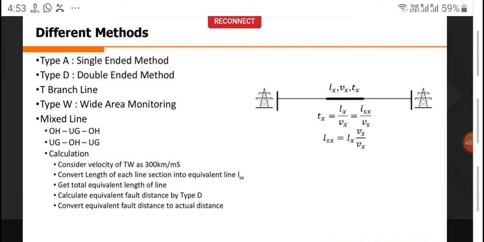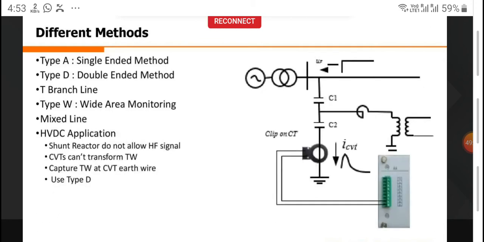It can have underground, overhead, underground, or any kind of configuration that you have. Even in those circumstances, our system works very fine, and it localizes faults without any inaccuracy. So this is the kind of range that we have.